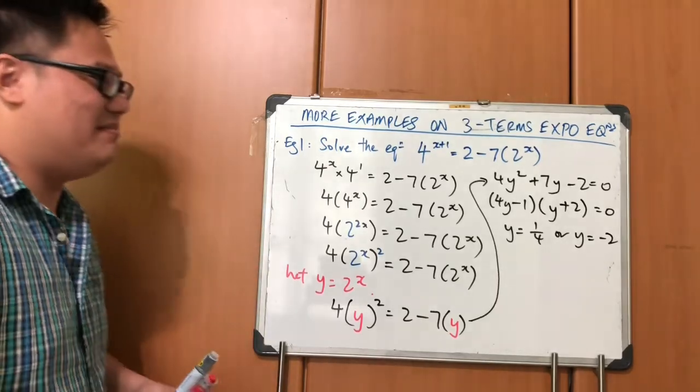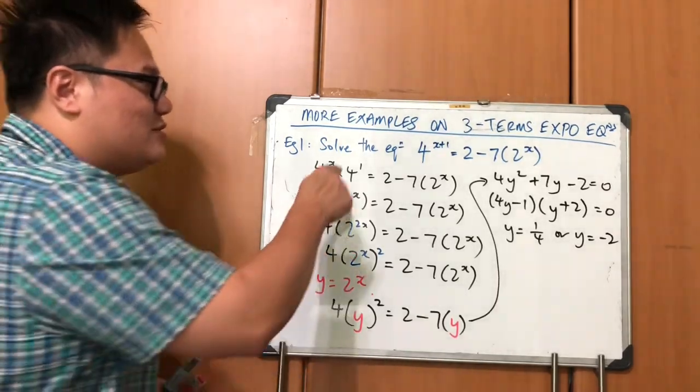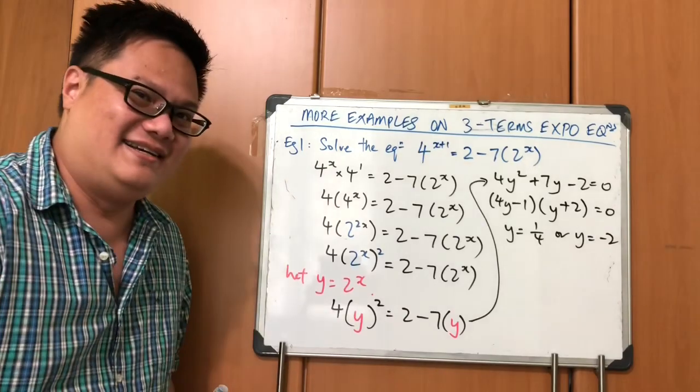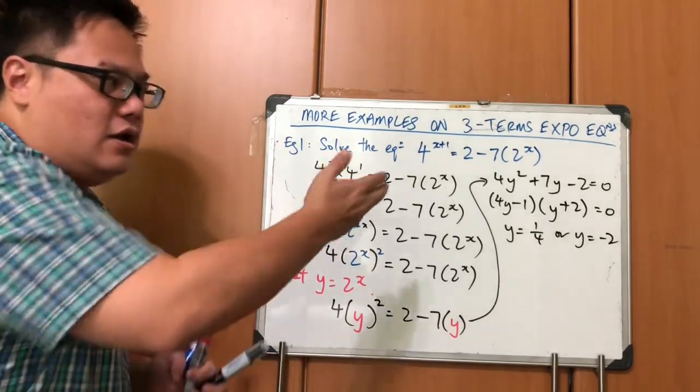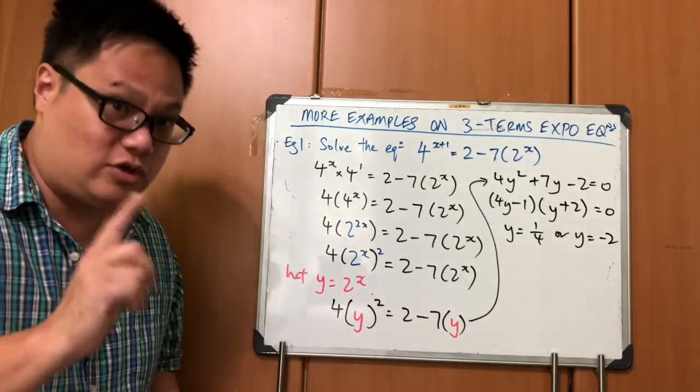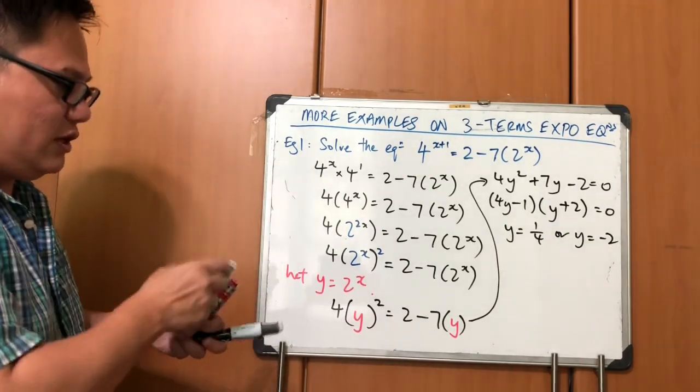Cannot, right? Why? I'm not solving for y. My job is to solve the equation. I'm supposed to solve for x. So don't pop the champagne too early. Continue, solve for x. You're not solving for y, you're solving for x. So we continue from here.